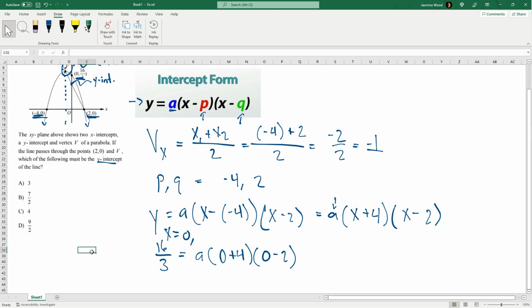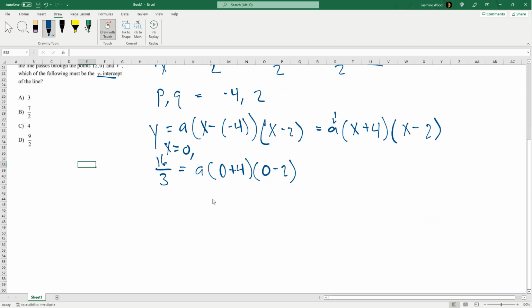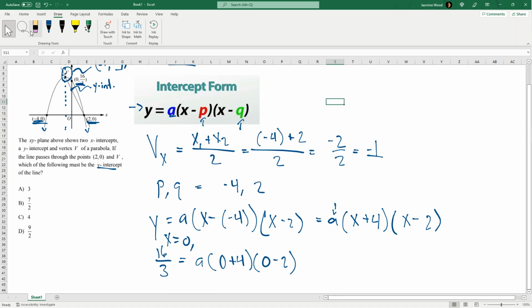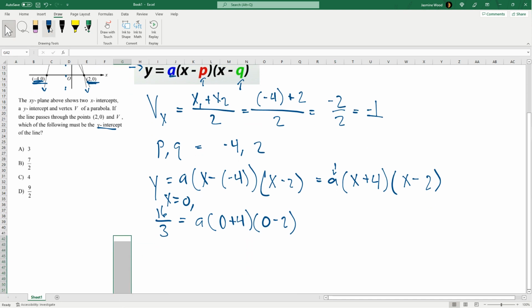And then from there, it's pretty easy to find what a is. Remember, a is that coefficient of the parabola, not the x squared, but the parabola in this form, which affects the steepness of the parabola. So if we solve for that, we'll have 16/3 equals 4 times -2, which is -8a. If we multiply both sides by 3, we'll get 16 equals negative 24a. So a looks like it would be negative 2/3.